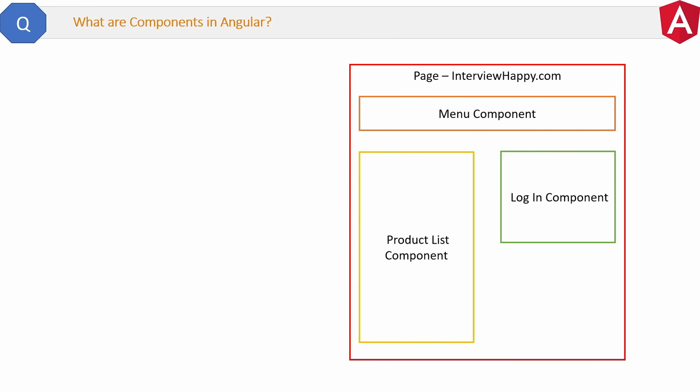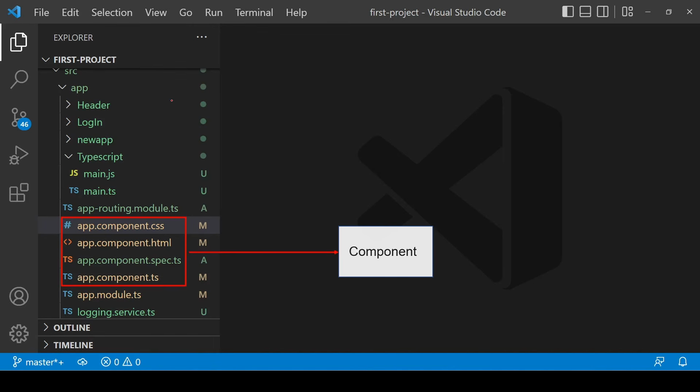In a single page there can be many components, and based on the request the components will be updated. So the page will remain the same, but the components will be replaced or refreshed from time to time. Now the definition of components is: components are the most basic UI building block of an Angular app. Let me show you in the code also.